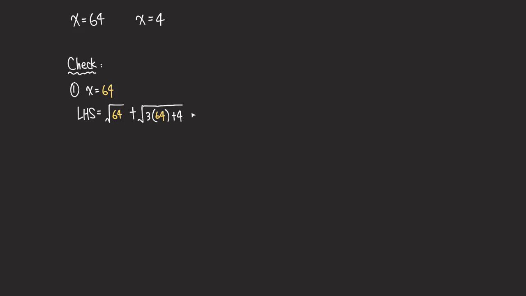Okay, so now let's do the calculation. The square root of 64 is going to be 8. And then plus, what about this one? Let's do the calculation. 3 times 64, so 3 times 4 is 12, then 3 times 6 is 18, plus 1 is 192, plus 4 is 196. And 196 is actually a perfect square, so we can take the square root of that, which will give us 14. And that will give us 22. That is the left-hand side.